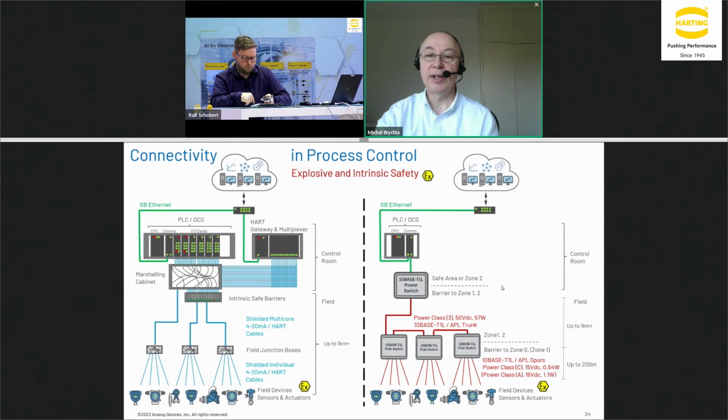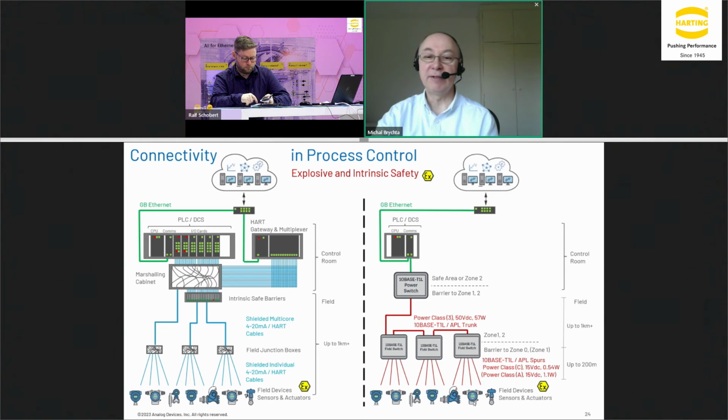So there is a specification that today is called APL, Advanced Physical Layer. It will make it to a standard, to an IEC standard. And it defines the topology. So they talk about the trunk sitting in the safe environment and spools going to the dangerous environment. And there are specific power classes for that.